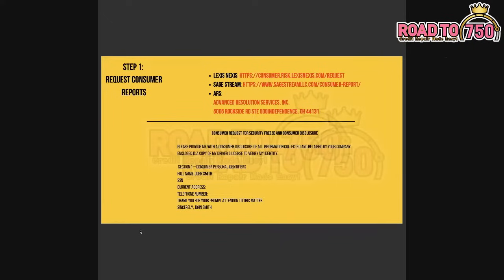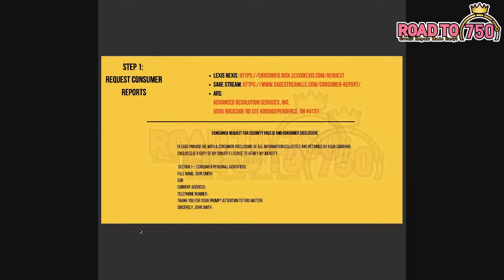So how you request those: for LexisNexis, you will go to consumer.risk.lexisnexis.com/request. For SageStream, you will go to sagestreamllc.com/consumer-report. For ARS, unfortunately, they do not let you request your report online. You have to either write them or call them. So there is their address, and the letter below is literally what you can send directly to the ARS address to get a copy of your consumer report.